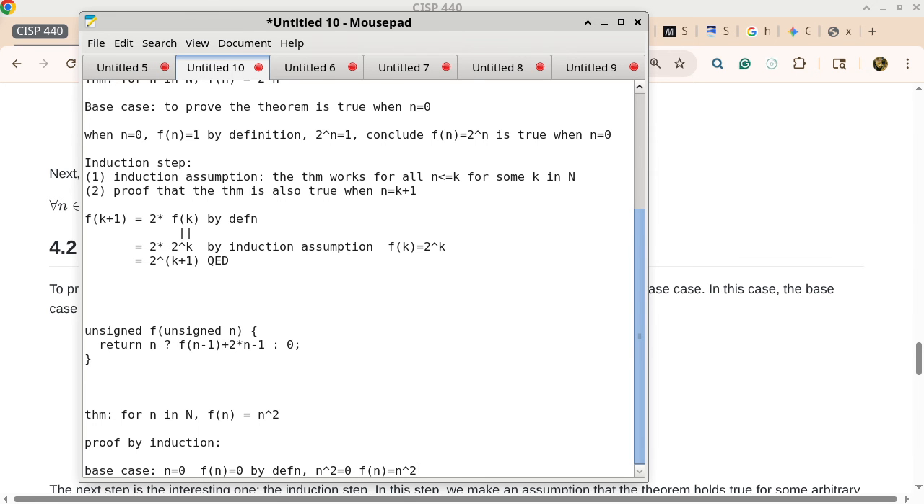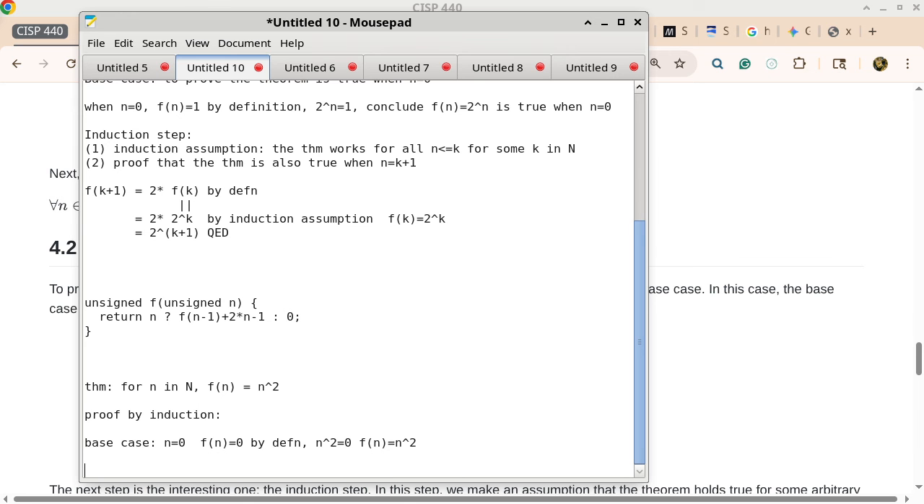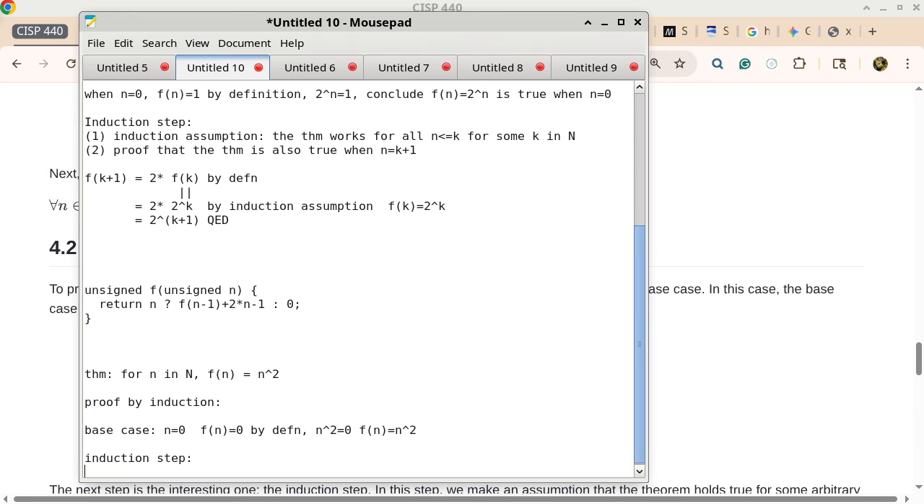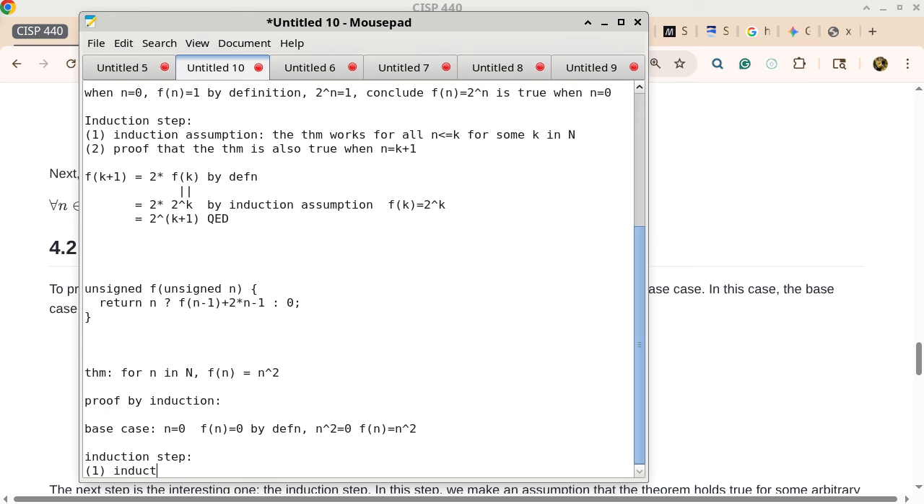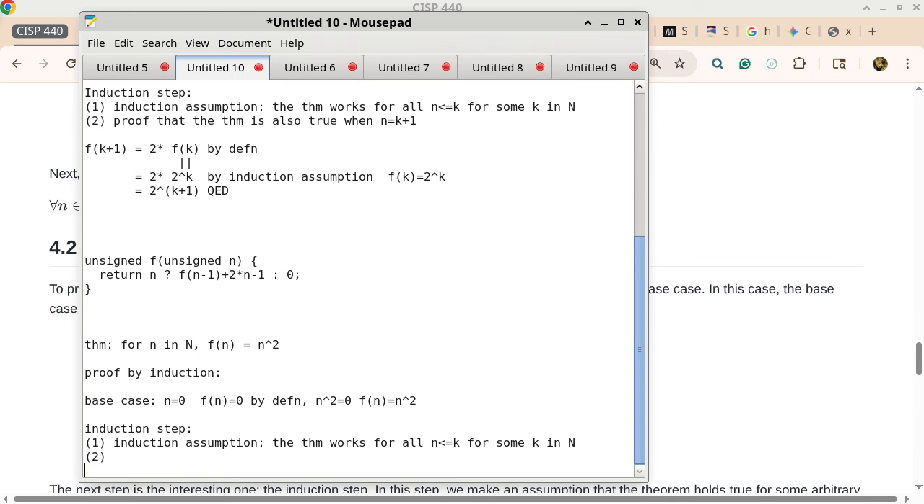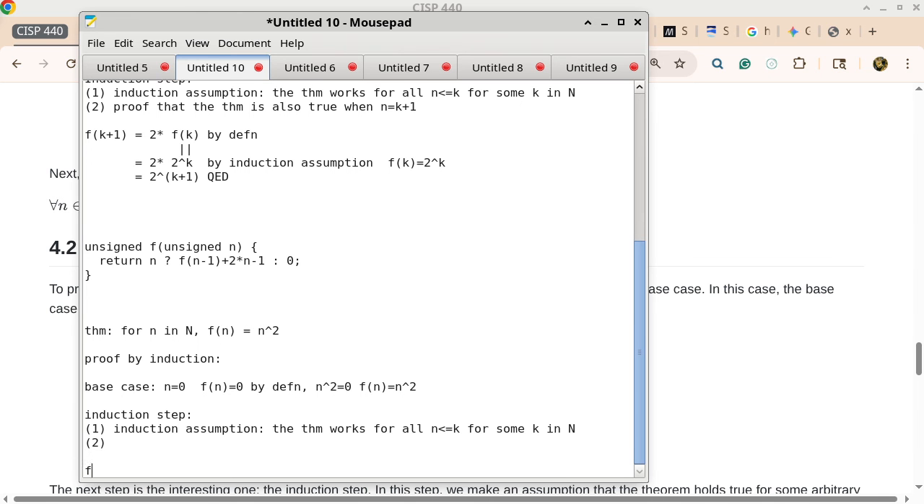Okay? So now we go like, okay, what about the induction step? The induction step has two components. The first component is called the induction assumption. And in this case, it looks exactly the same as the other one. The theorem works for all n that are less than or equal to k for some k in the natural numbers. Looks the same. And then step two is almost exactly the same too, because now we start with f of k plus 1. Because k itself is a natural number, k plus 1 has got to be non-zero, which means now we have to go with the recursive call.